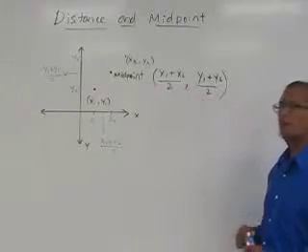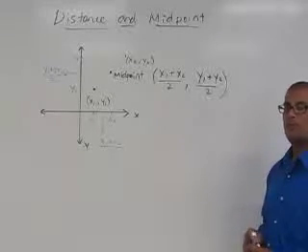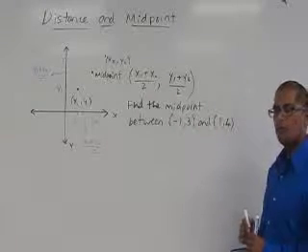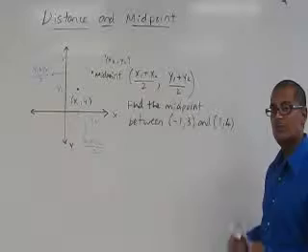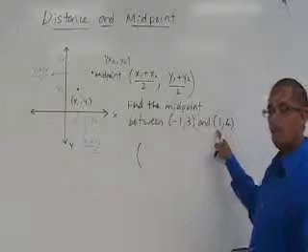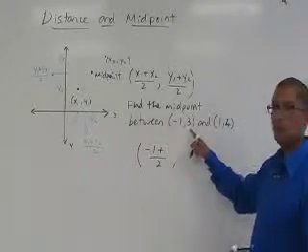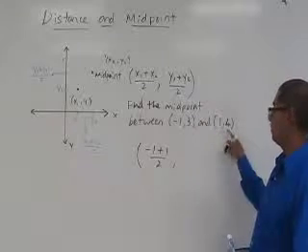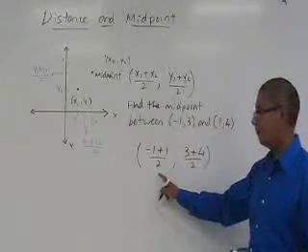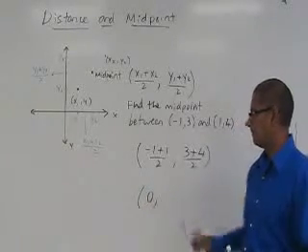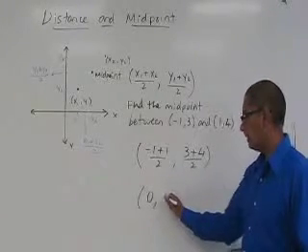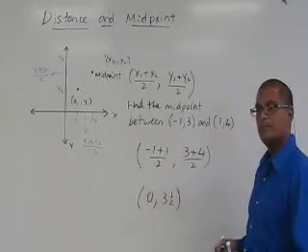Now let's use this formula to find the midpoint between 2 points. Find the midpoint between negative 1, 3 and 1, 4. To find the midpoint, we just average the x's and average the y's. So my midpoint is going to be negative 1 plus 1 over 2 for the x coordinate, and the y coordinate would be 3 plus 4 over 2. Negative 1 plus 1 is 0 over 2, which is just 0. And 3 plus 4 is 7, and 7 over 2 is 7 halves, or 3 1/2. And there's my midpoint.